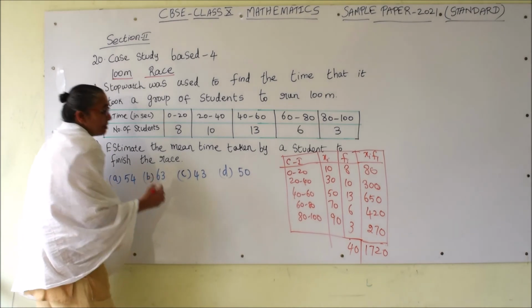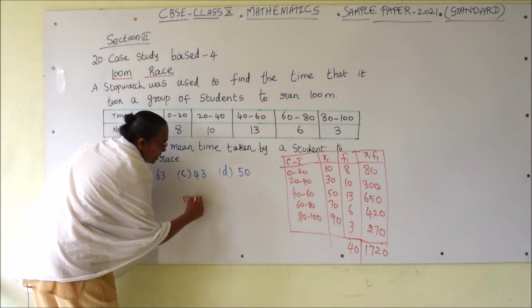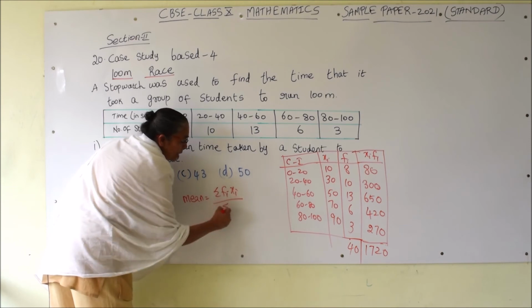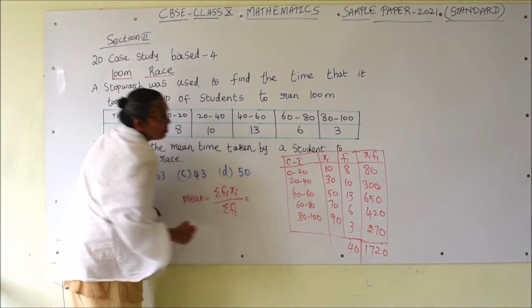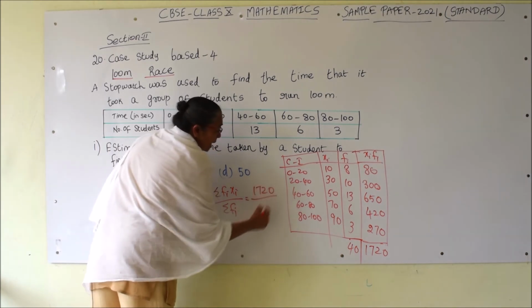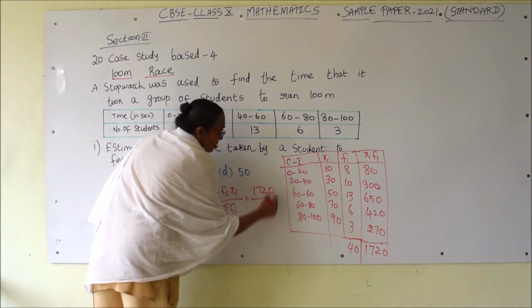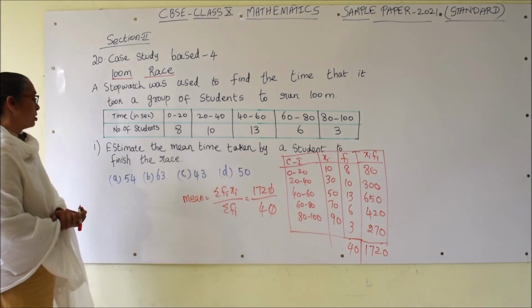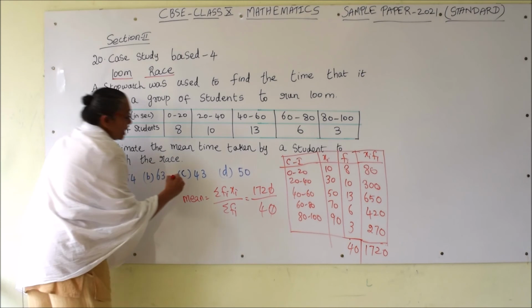So, mean is nothing but mean is equals to sigma fi xi divided by sigma fi. So, here sigma fi xi is 1720 divided by 40. So, when we divide this, we will get 43. So, option C is the correct answer.